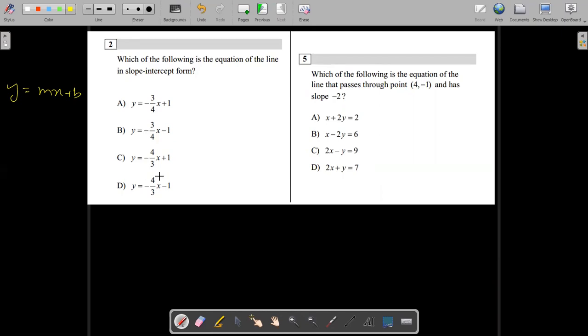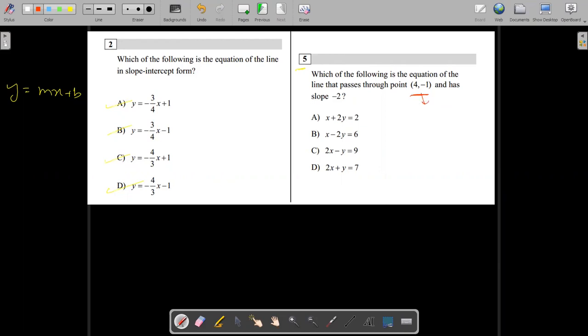So what is the problem there? y equals -3/4 x plus 1, -3/4 x minus 1, x. Well, it's all. The question is maybe a little bit problematic. Let us see question number 5 because they are definitely all. Can you read question number 5? What is the equation of the line that passes through point (4, -1) and has slope -2?